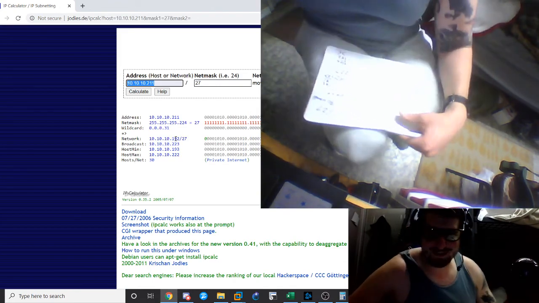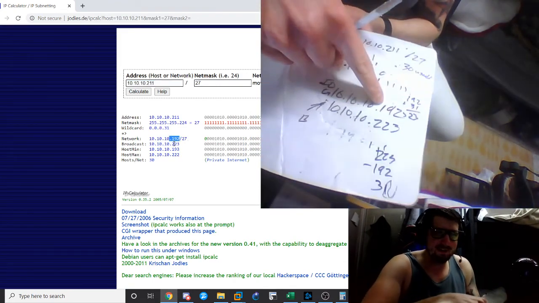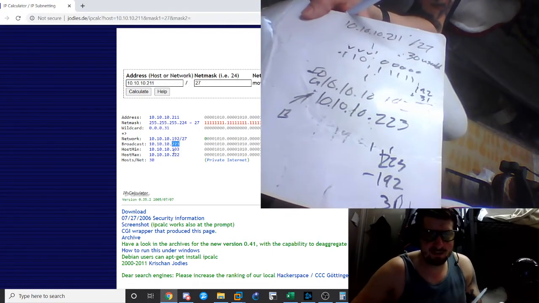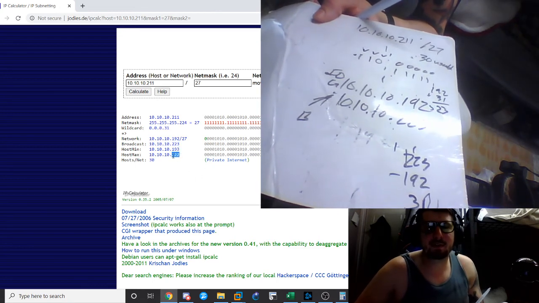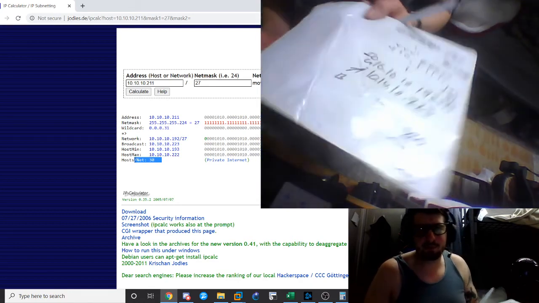Oh, hot diggity daffodil. I don't gotta lick the bottom of my shoe. So there, just like I said, 192 is gonna be the ID. Broadcast is gonna be 223. And then 193 is gonna be the first usable. 222 is gonna be the last usable. With a total of 30 usable on the subnet.